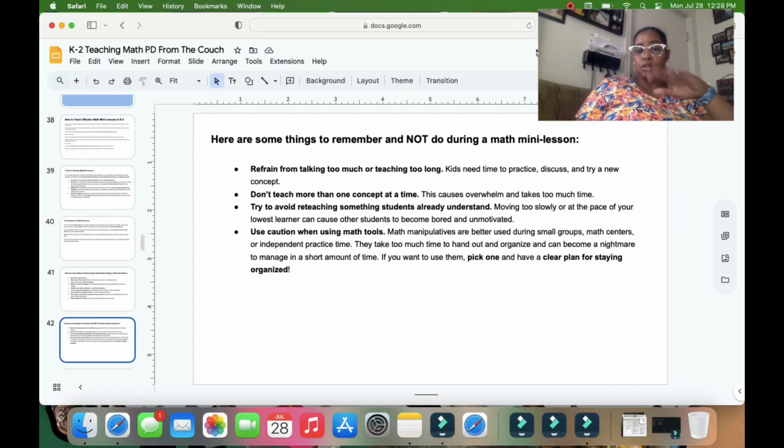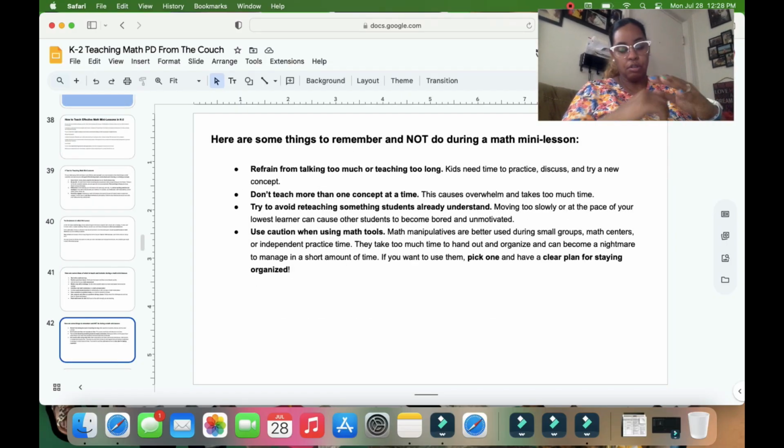Here are some things to remember and not do during a math lesson. Refrain from talking too much or teaching too much. Don't teach more than one concept at a time. Try to avoid reteaching something that the students already understand. Moving too slow, they're going to get bored and they're going to get unmotivated.